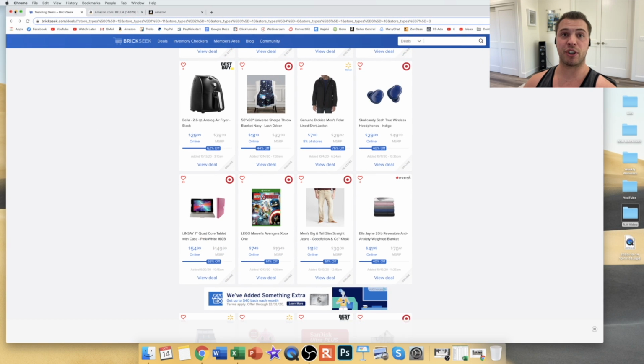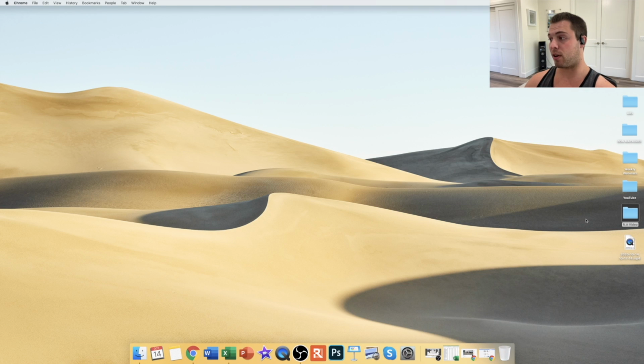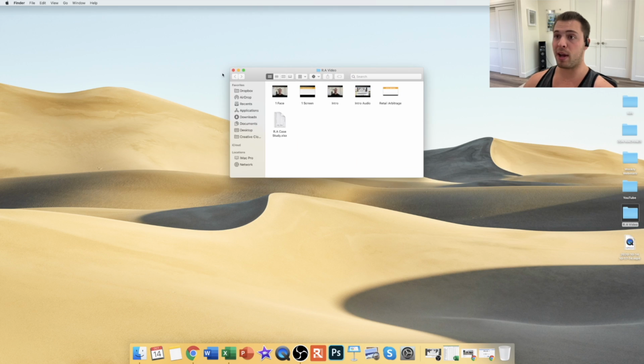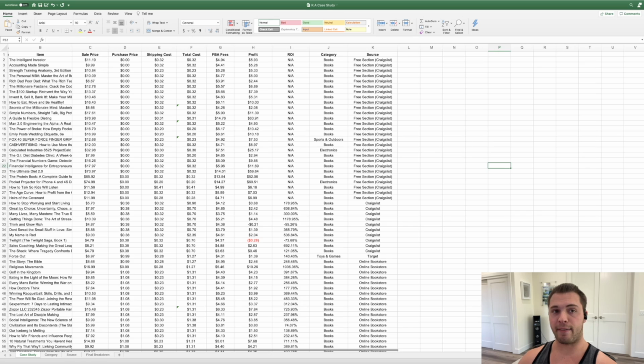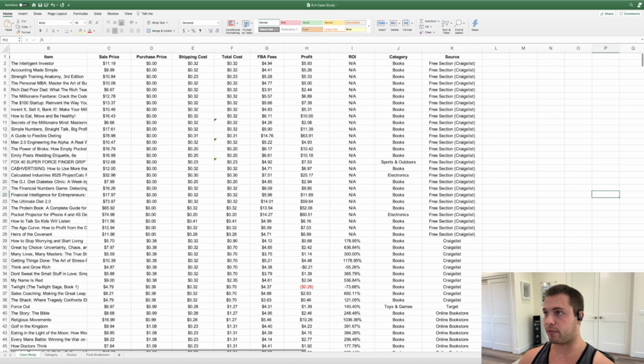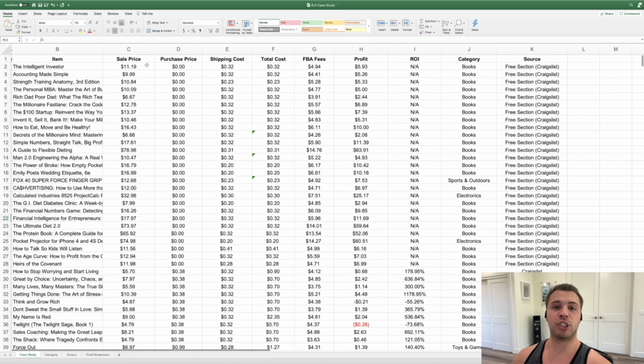And one last thing I want to show you guys is the exact products that I sold that did well when I was doing retail arbitrage. So right here, I have an Excel sheet, and I'll try and make this bigger for you guys. And there is a bunch of different items. So you can see the name of the items right here on the left, the sale price, the purchase price, the shipping cost, so cost to ship in, and where I got them. So you can see a lot of these items, I looked at the free section on Craigslist, and I got these items for free.